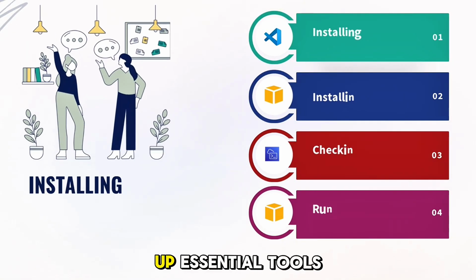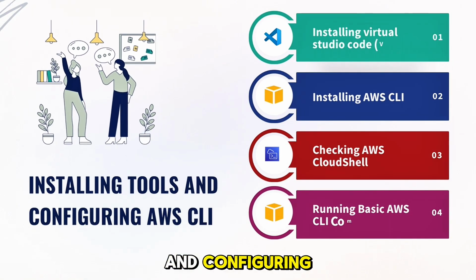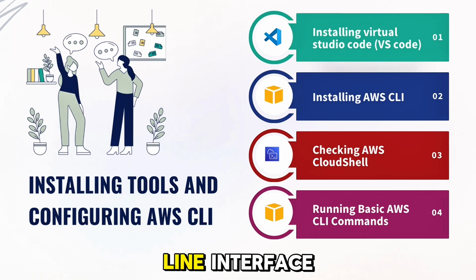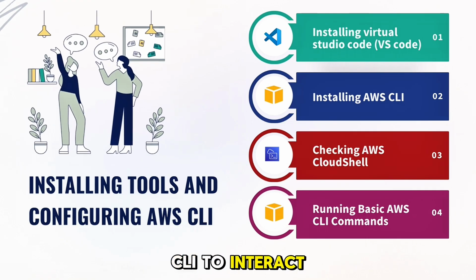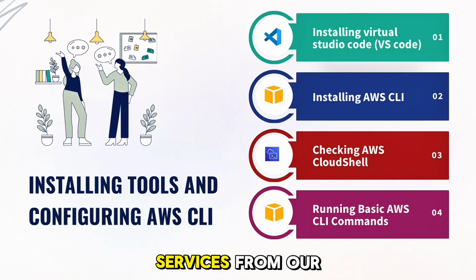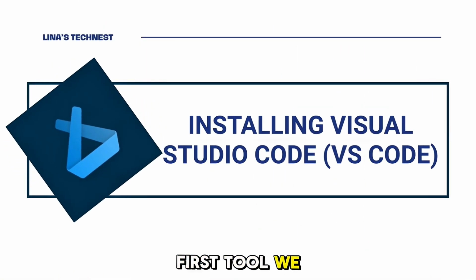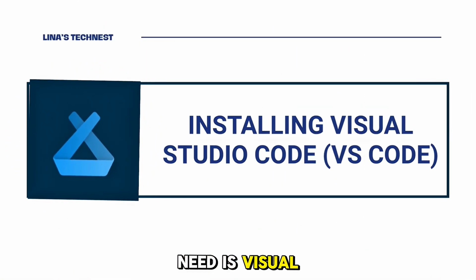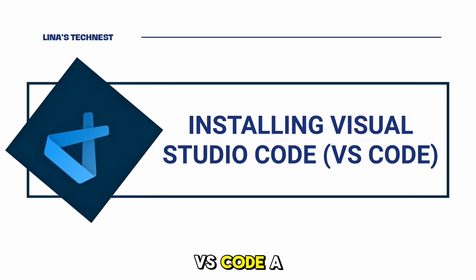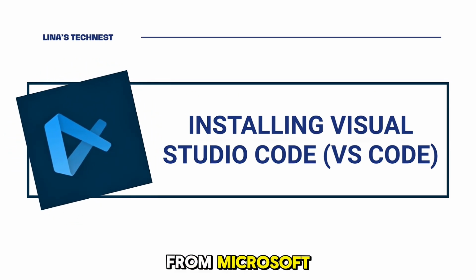Today we are setting up essential tools and configuring the AWS command line interface, CLI, to interact with the AWS services from our local machines. Step 1. The first tool we need is Visual Studio Code, VS Code, a free code editor from Microsoft.